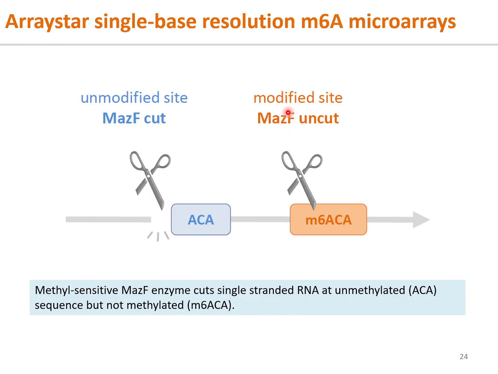A much better solution to this limitation is Arraystar single nucleotide m6A microarray. The method is based on the unique enzymatic activity of MazF that cuts unmodified ACA sequences while leaving m6A modified ACA alone. The cutting site is directly 5' of the unmodified A site.